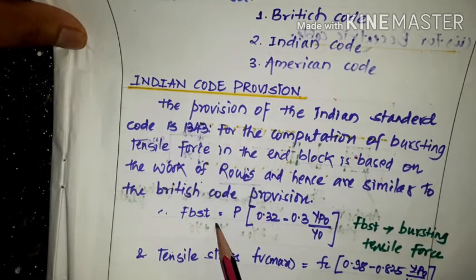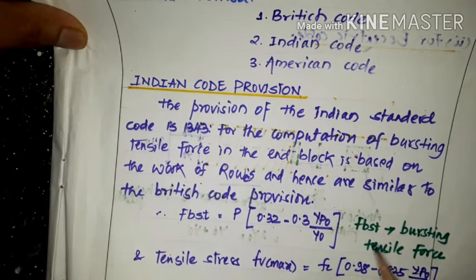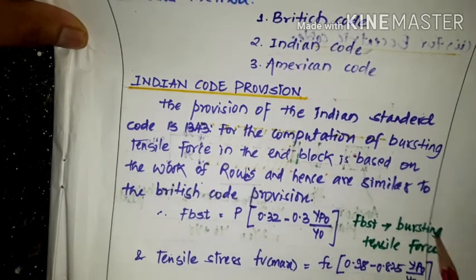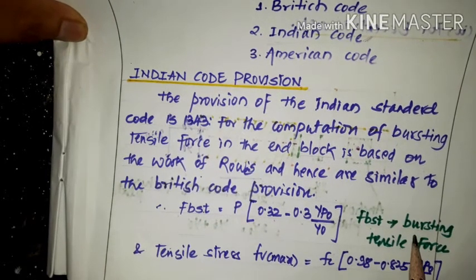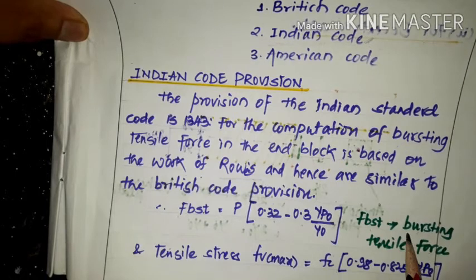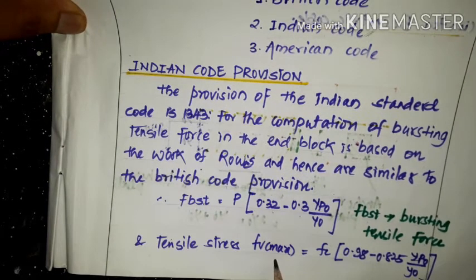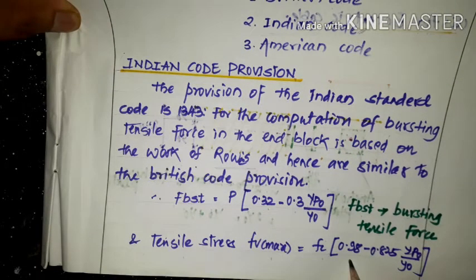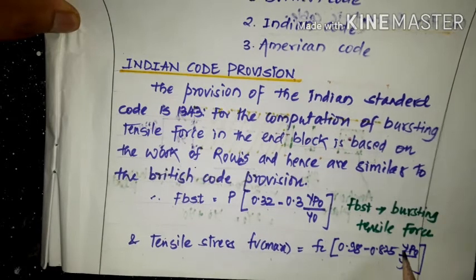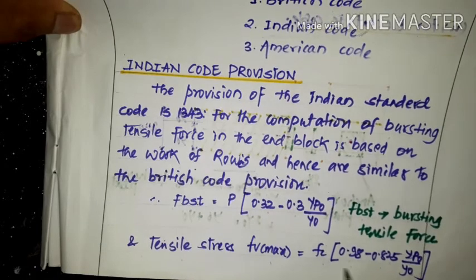F_bst is equal to P into bracket of 0.32 minus 0.3 Y_po upon Y_o, where F_bst is the bursting tensile force. By using this equation we are going to find out the bursting force developed in the concrete. After that we are going to find out the tensile stress, that is equal to f_c into bracket of 0.98 minus 0.825 Y_po upon Y_o. Okay, 0.98 minus 0.25 Y_po upon Y_o, into f_c.